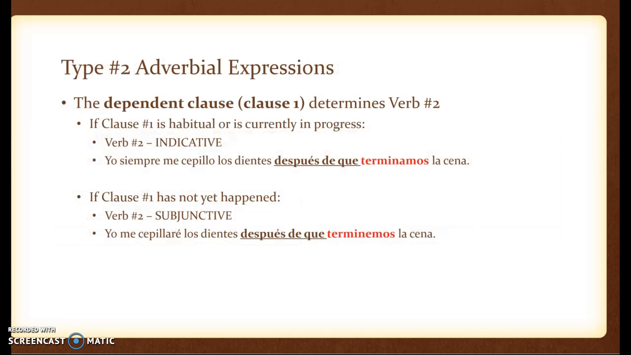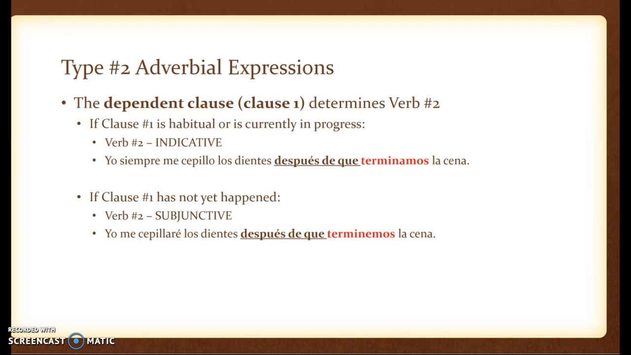So with type 2 adverbial expressions, everything is based upon the dependent clause, or the front half of the sentence, what comes before the adverbial expression. If clause number 1, the first half of the sentence, is in progress, then the verb in the second half of the sentence stays in the normal present indicative. So in other words, if I have the present tense or the present progressive in the front half, I'm going to stay with the present indicative in the second half.